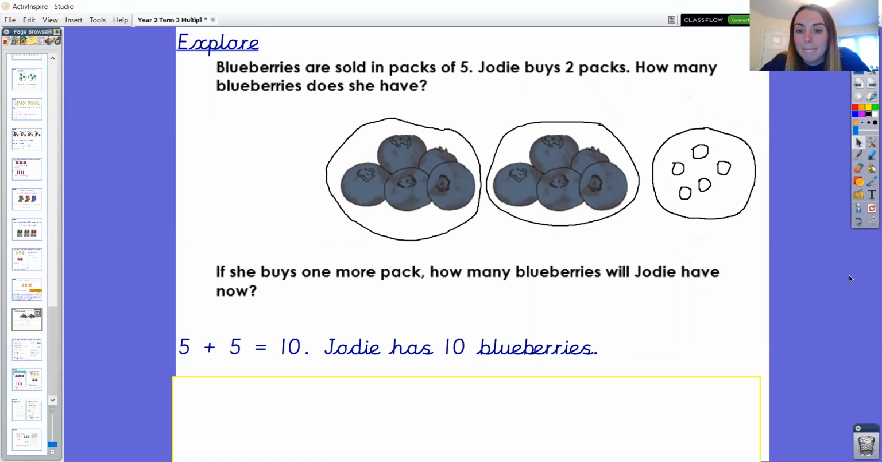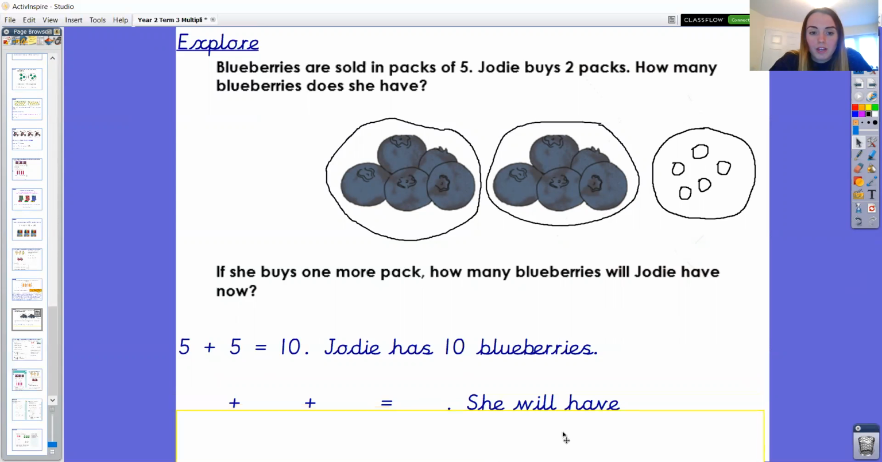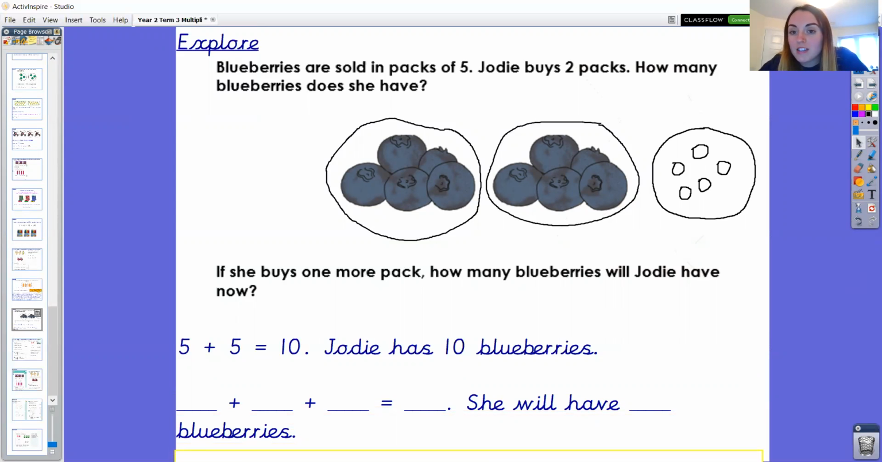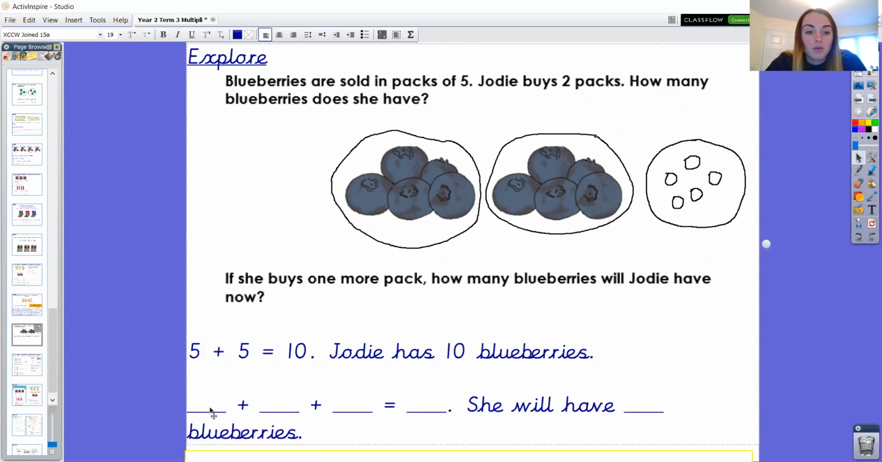There are equal groups. Brilliant. There are 3 equal groups, which means that we are going to be adding the amount inside each equal group 3 times. So, who can remind me, what is the amount of blueberries inside each equal group? Brilliant. There are 5 blueberries in each equal group.